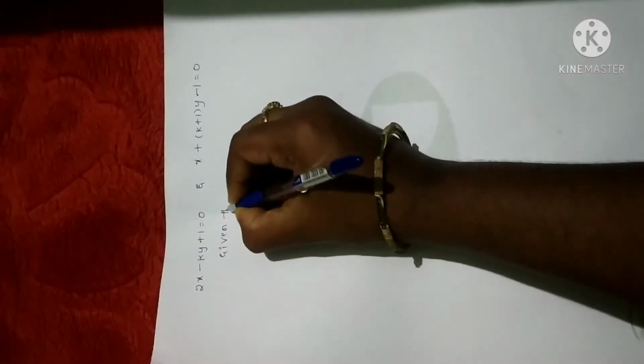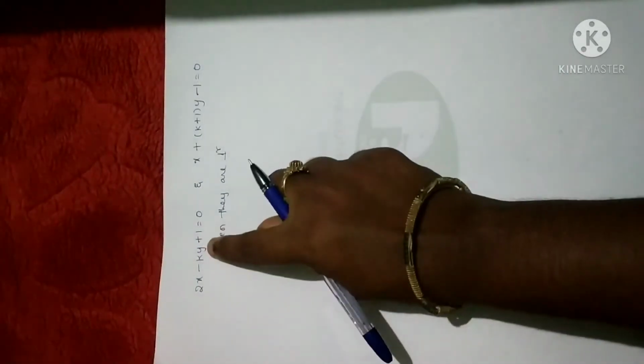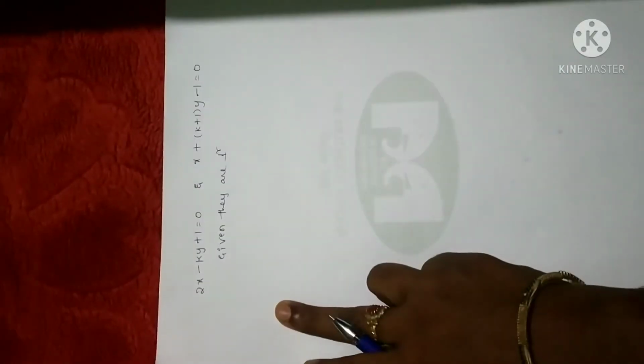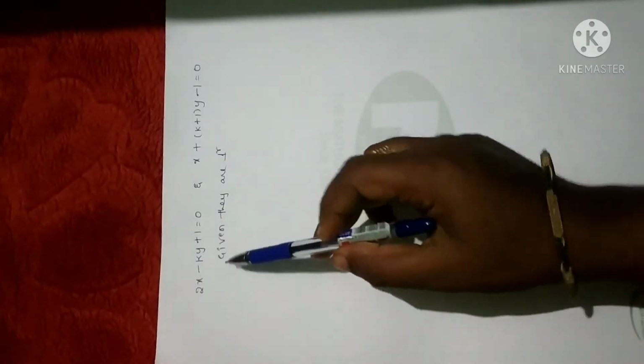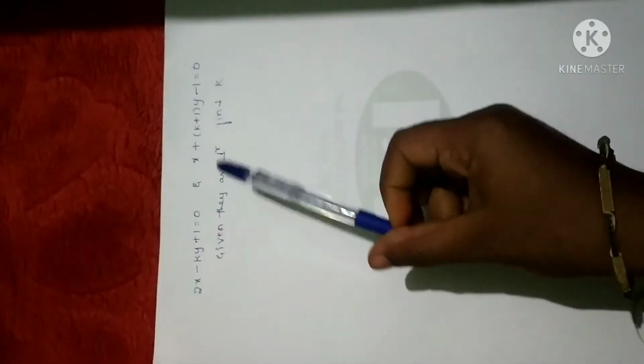Given they are perpendicular. So two lines are given to us, and we have to find the value of k, given that they are perpendicular.